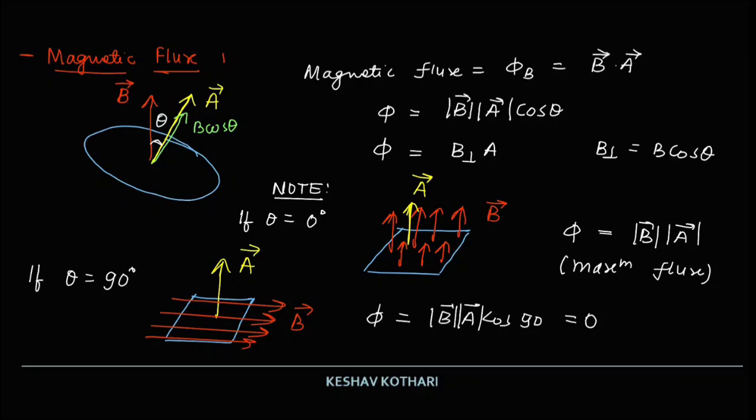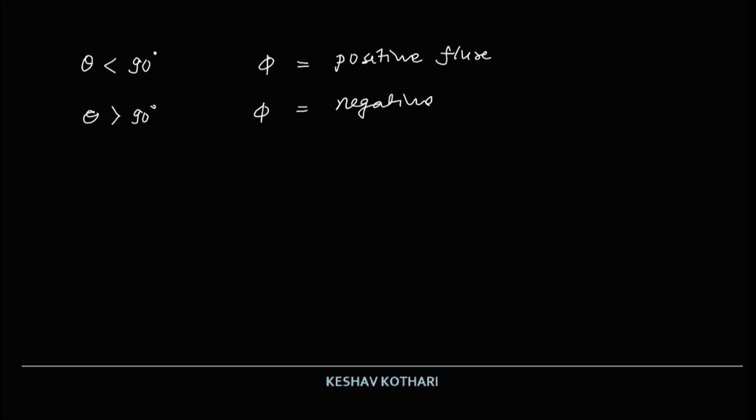For an angle theta that is less than 90 degrees, the value of cos theta will be positive, and hence the flux associated is positive in this particular case. And when theta is greater than 90 degrees, the flux associated is negative. So we write it as negative flux. This is the basic idea about the value of magnetic flux.